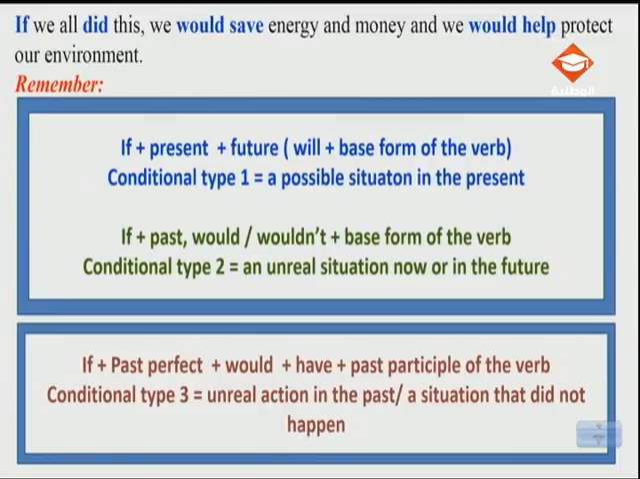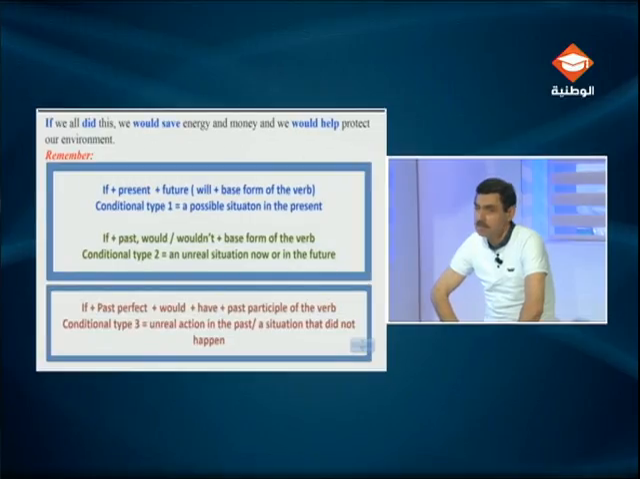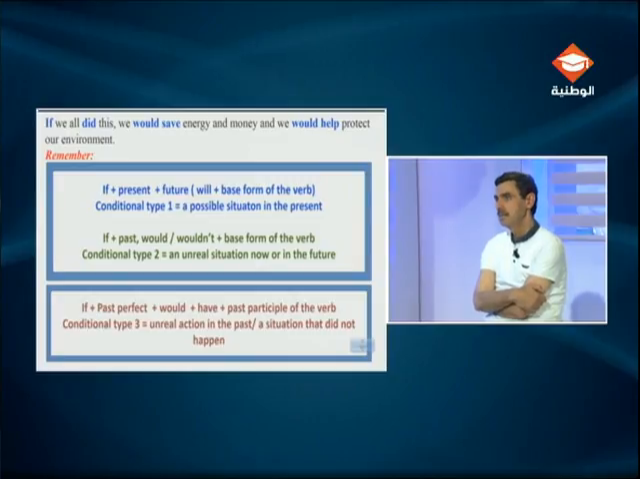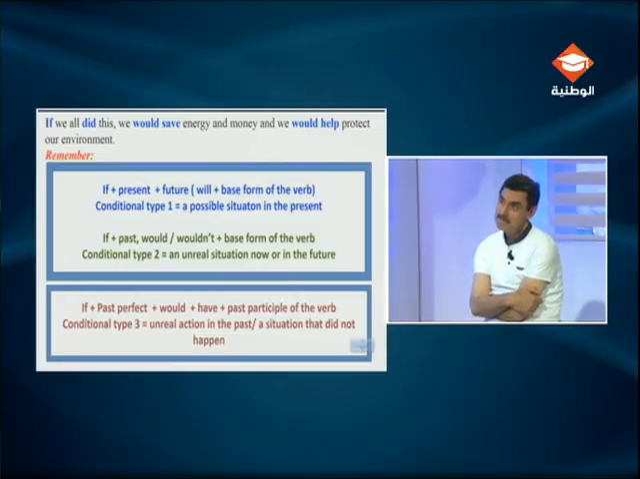It expresses an unreal action in the past, a situation that did not happen. Sometimes it may be like regret. Like in conditional type 2, sometimes it feels like a hope. So if I were a billionaire, it's like a wish. Conditional type 3 sometimes expresses regret. For example, if I hadn't been ill, I would have come to your party. But I didn't come because I was ill.